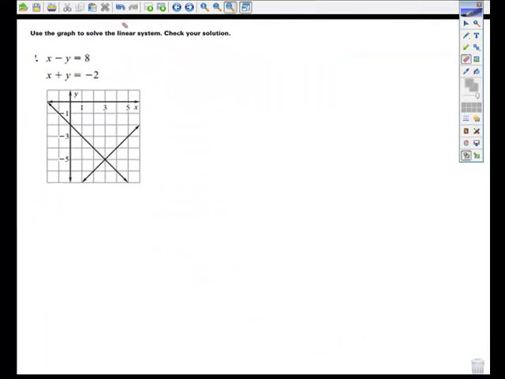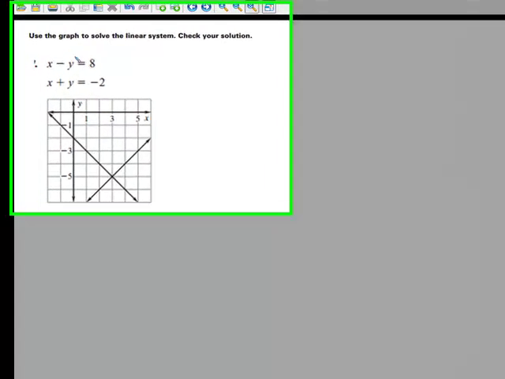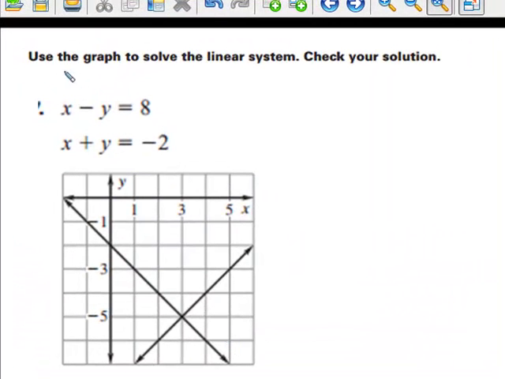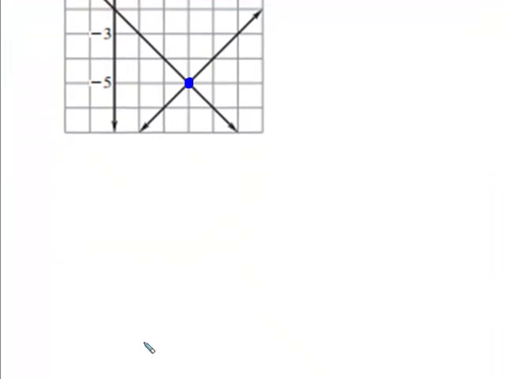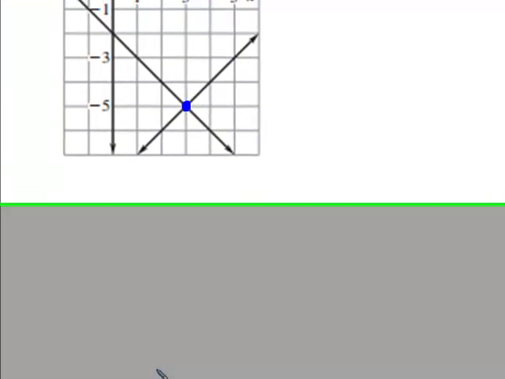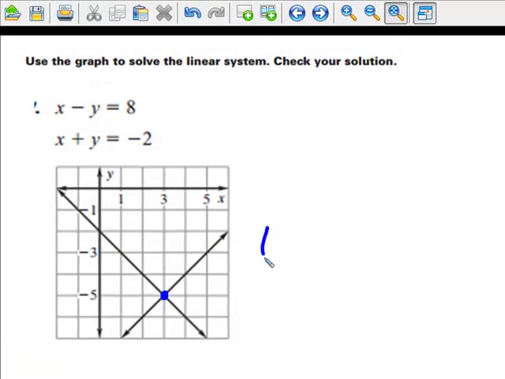Okay, so in some cases they're going to give you a system and they're going to give you a graph, and they want you to use the graph to solve the system, but then check your solution. So the solution is where the lines intersect. So this is the point (3, -5), but we have to check it. So 3 is x, -5 is y.